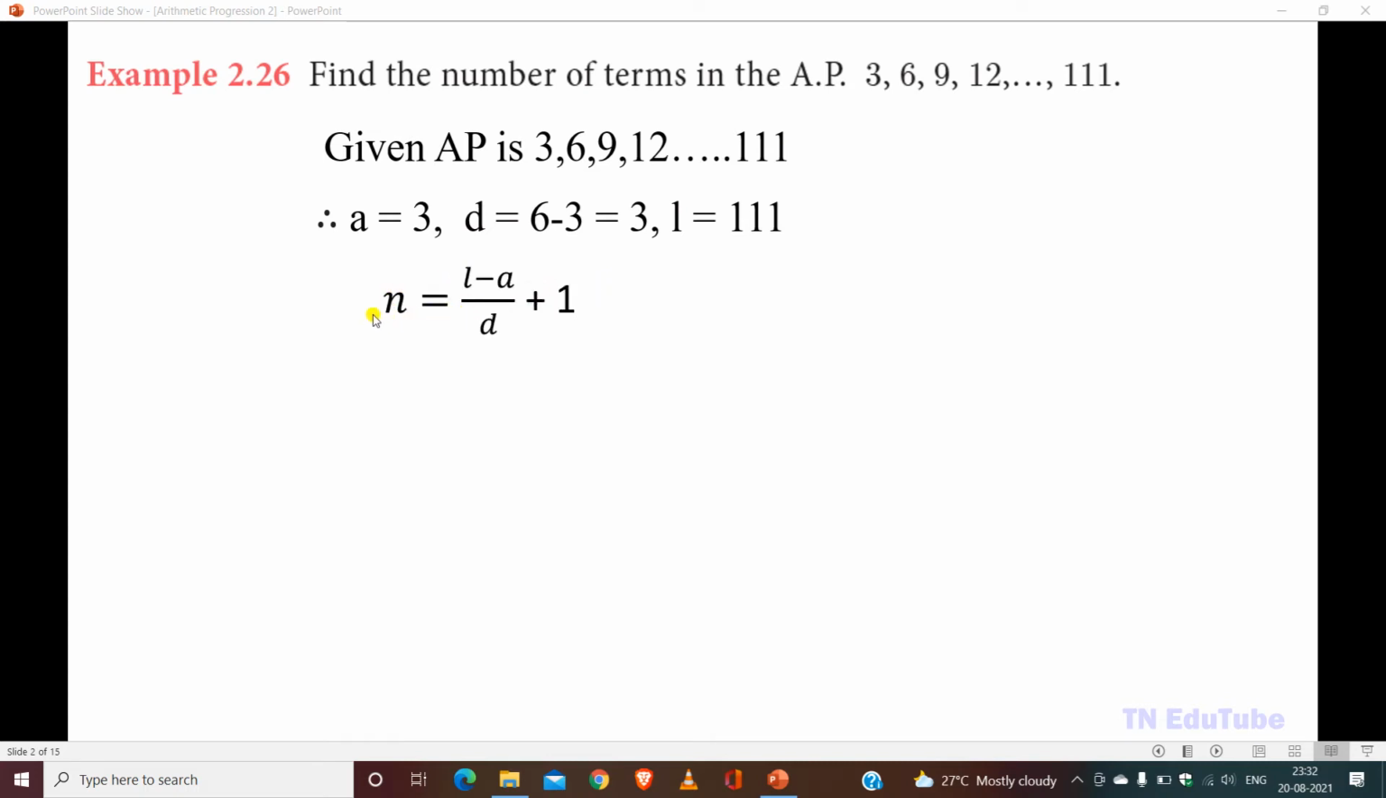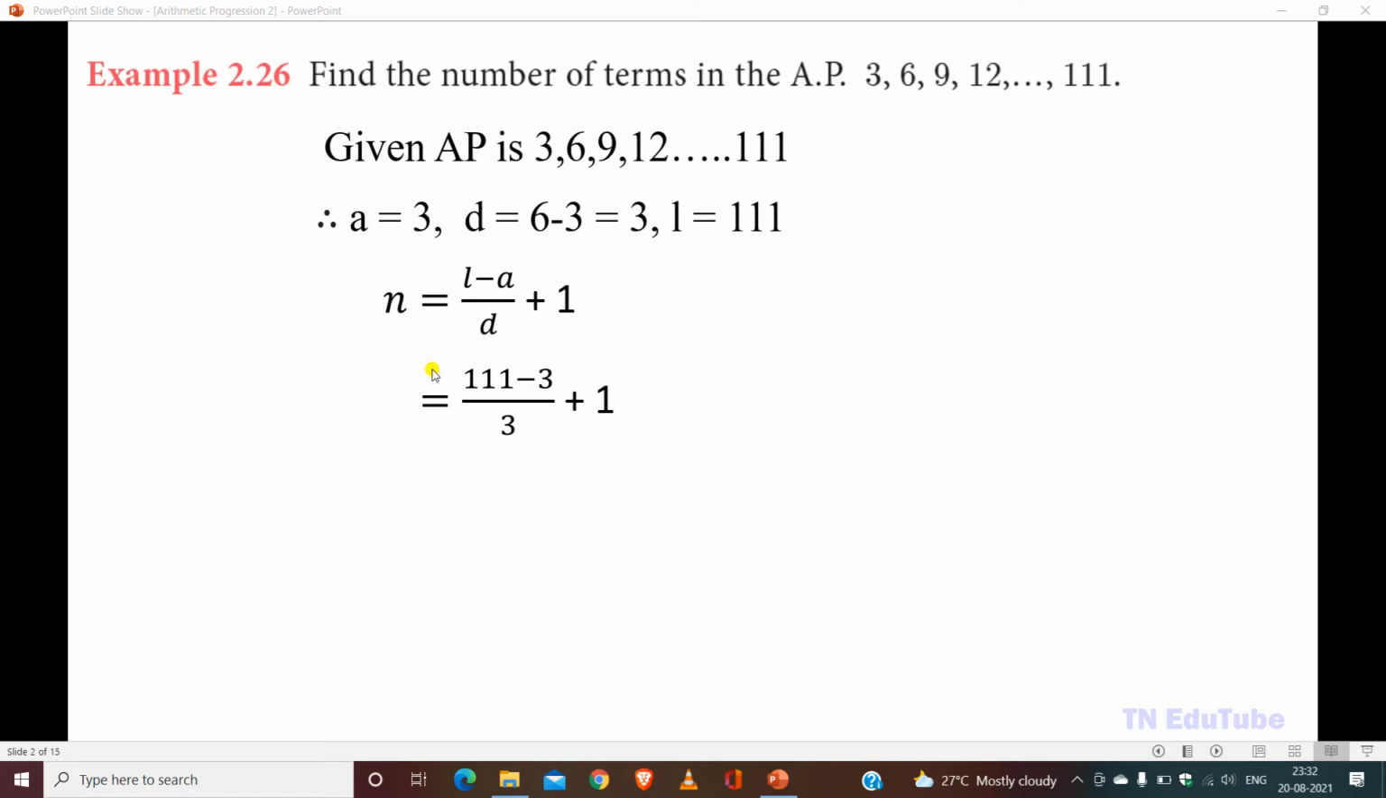We know the formula for finding the number of terms: n is equal to (L minus A) by D, plus 1. This formula is derived from the nth term. Tn is equal to, instead of Tn, you put the last term, that is L. So L equals A plus (n minus 1) into D. From that you simplify and find the value of n. So you get this formula: n is equal to (L minus A) by D plus 1. Here L is the last term, A is the first term and D is the common difference.